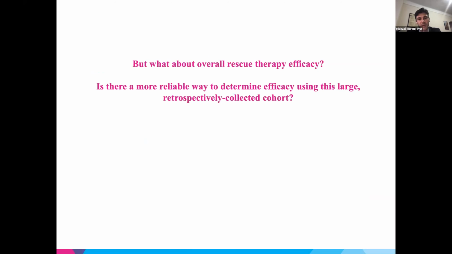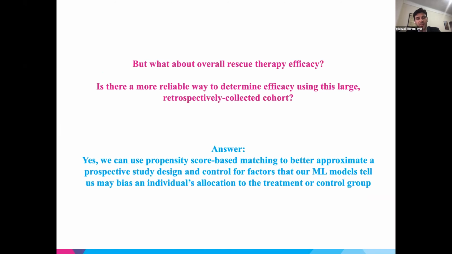course, there's going to be variables associated with good and bad outcomes after rescue therapy. And that's cute that you can rank them like this, but what about the state of rescue therapy as it stands? Can you evaluate that with this large data set without too much bias from confounding variables? And I believe the answer is yes.